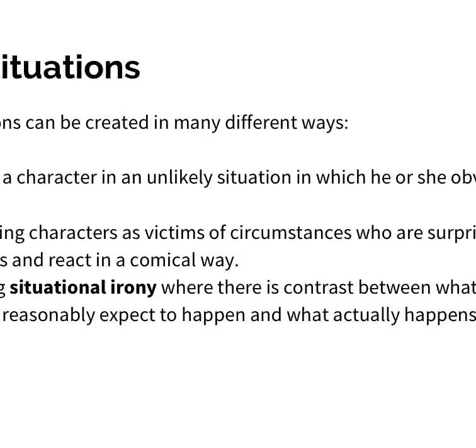Comic situations can be created in many different ways. One way is by placing a character in an unlikely situation in which he or she obviously does not belong. Another way is by portraying characters as victims of circumstances who are surprised by unusual events and react in a comical way. Lastly, by creating situational irony, where there is contrast between what characters or readers might reasonably expect to happen and what actually happens. Situational irony is one of 3 different types of irony. The others are dramatic irony and verbal irony.